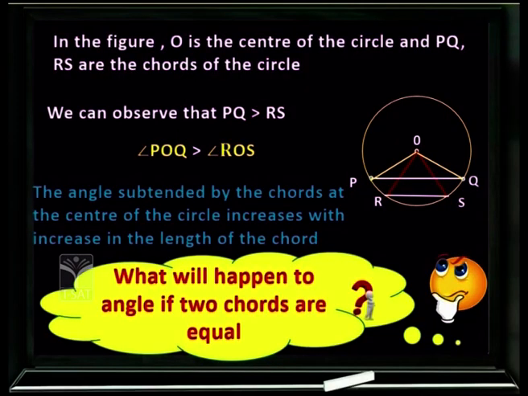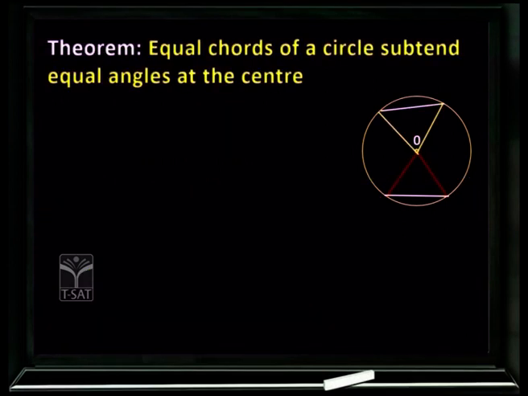Now, students, what happens if the length of the chords is equal? What will happen to the angle if two chords are equal? If two chords are equal, what is the relationship between their angles made at the center? Now, what we can say is that equal chords of a circle subtend equal angles at the center. That means, if the lengths of the chords are equal, the angles are also equal.